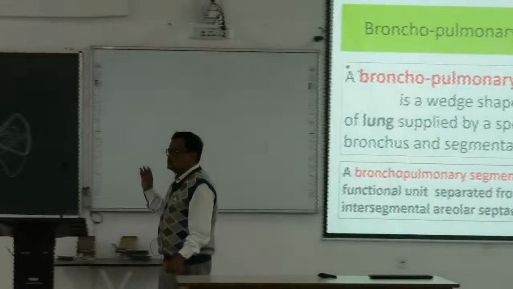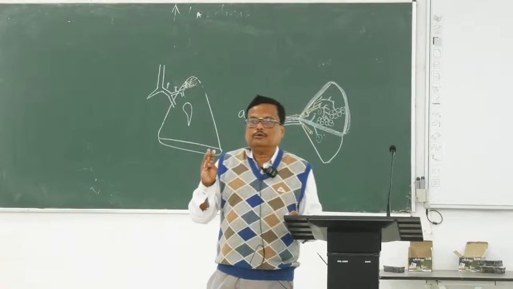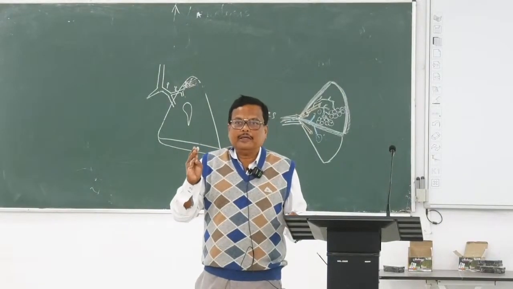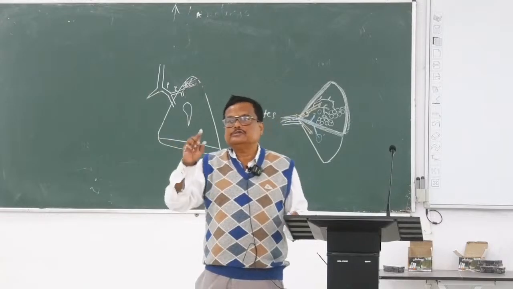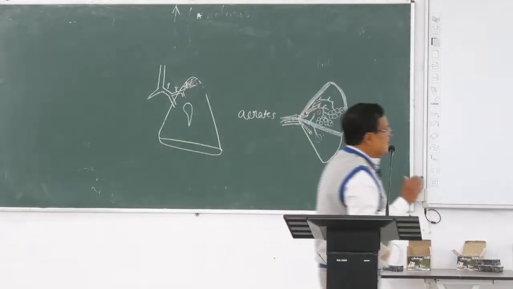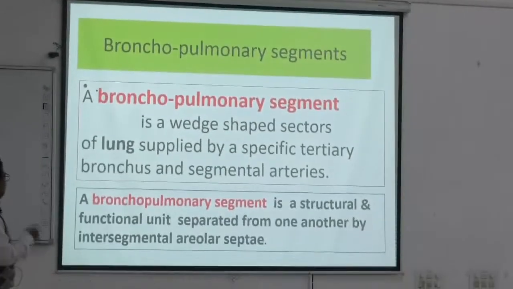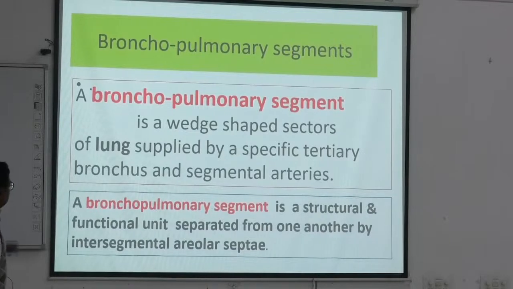Pyramidal shaped space. Number two, it has got its own tertiary bronchus, own blood supply, but the venous drainage are intersegmental, and each bronchopulmonary segment is separated by connective tissue septum. So, a bronchopulmonary segment is a structural and functional unit separated from one another by intersegmental areolar septa.